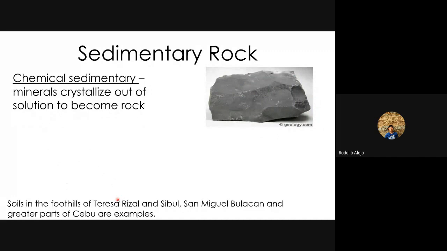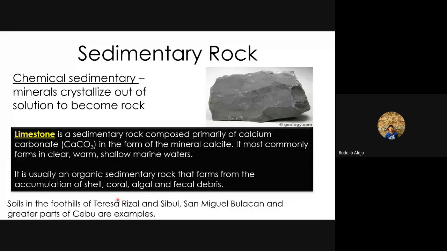So another classification of sedimentary rock is what we call the chemical sedimentary. Okay? Chemical sedimentary rocks. So these are minerals crystallized out of a solution to become a rock. So as we all know, a solution is composed of a solvent and a solute. So once the solution precipitates the water content, the solvent of a solution, the solute will now remain and that will form chemical sedimentary rocks, yung mga solid part natin. Okay? So an example of a chemical sedimentary rock is limestone.